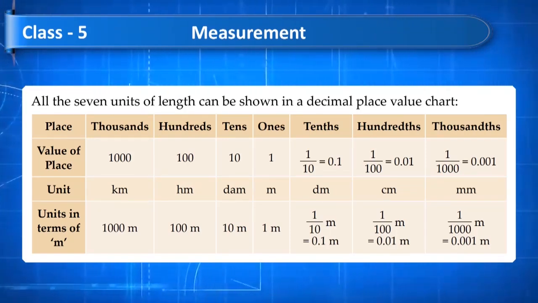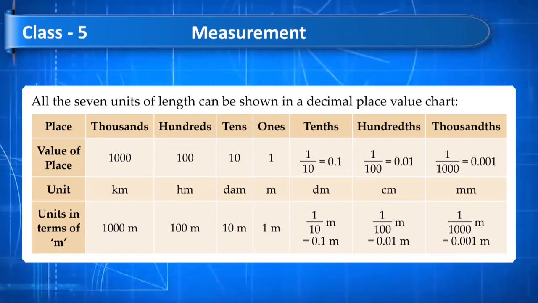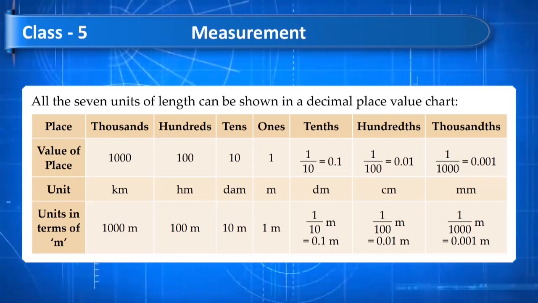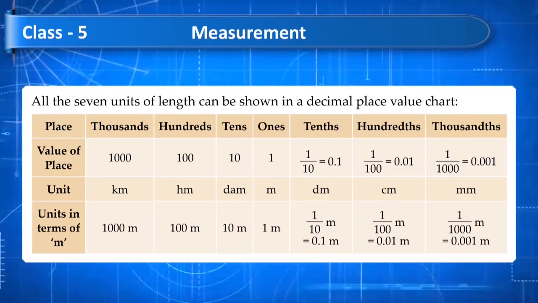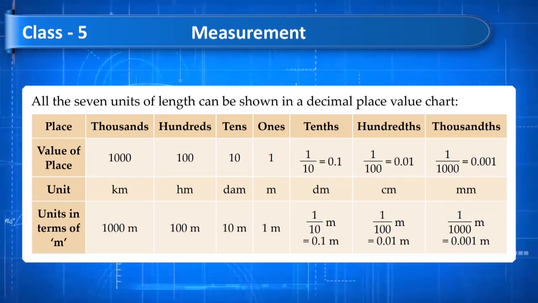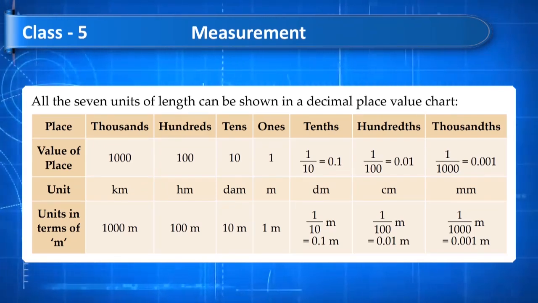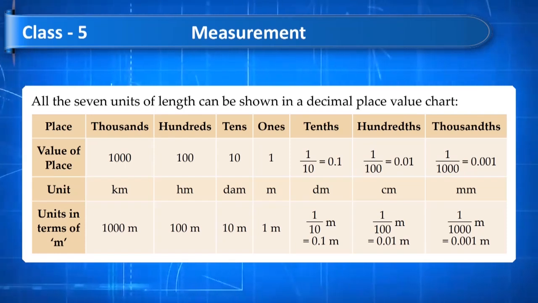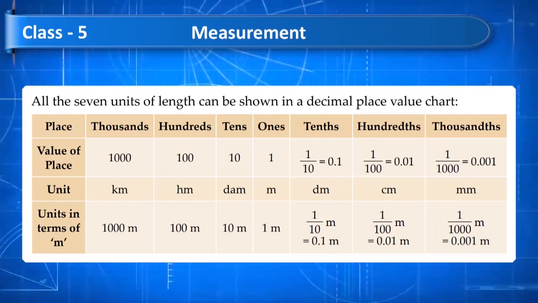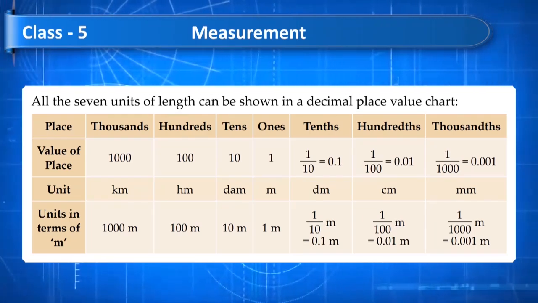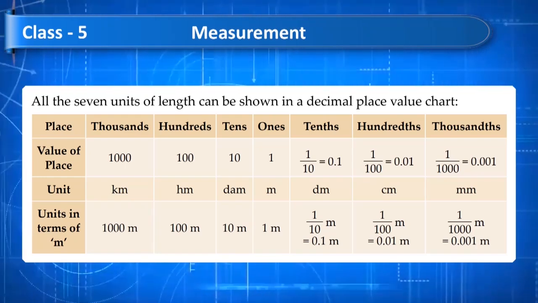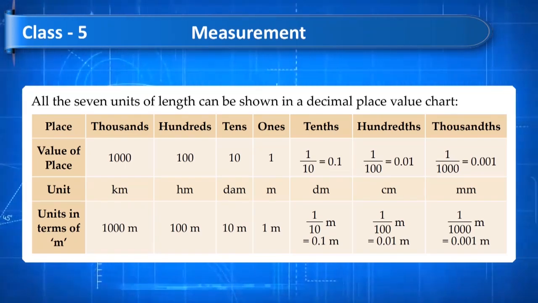Here the places are thousands, hundreds, tens, ones, tenths, hundredths and thousandths. At thousands place, the value of place is 1000, unit kilometer which is equal to 1000 meter. Now at hundreds place, value of place is 100, unit hectometer which is equal to 100 meter. At tens place, value of place is 10, unit decameter which is equal to 10 meter. At ones place, value of place is 1 and unit is meter which is equal to 1 meter.